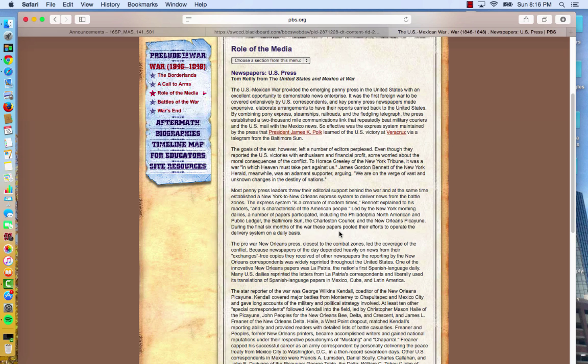So if you're going to choose the U.S. press article by Tom Riley, then devote one paragraph or two at the most to a summary of the main points that Riley talks about, and then devote a paragraph after that in which you comment on the main points.